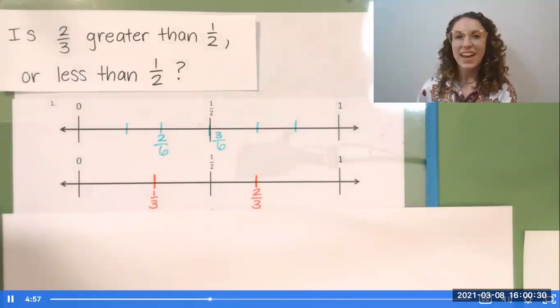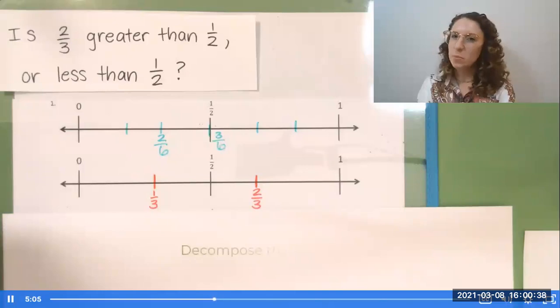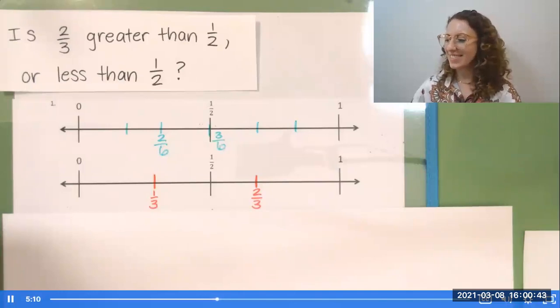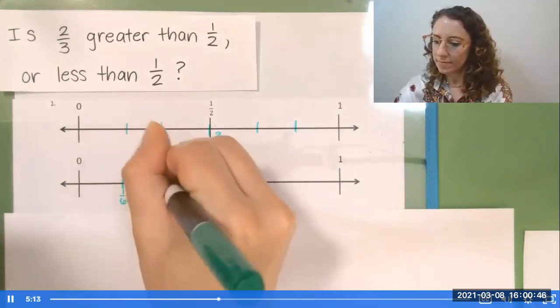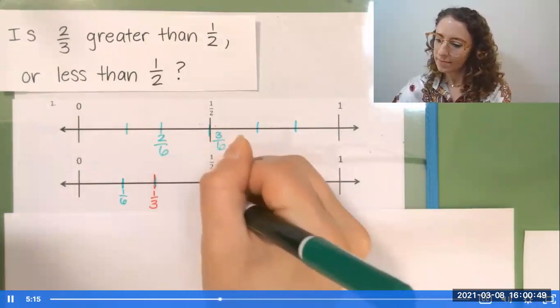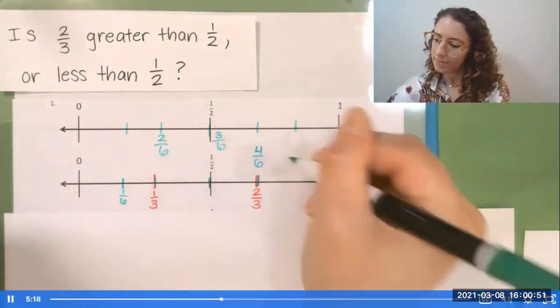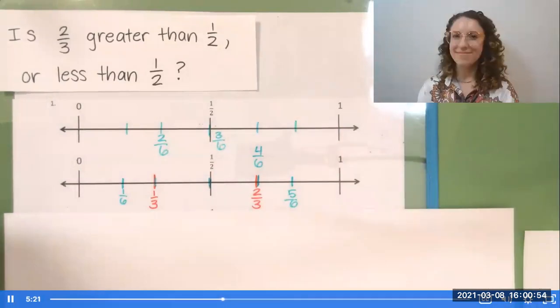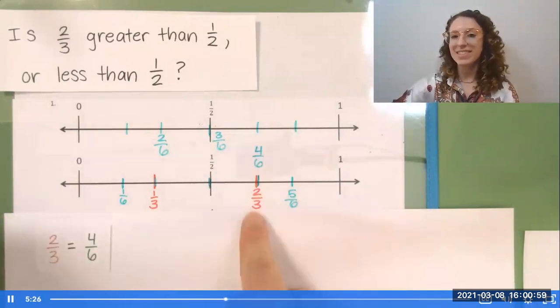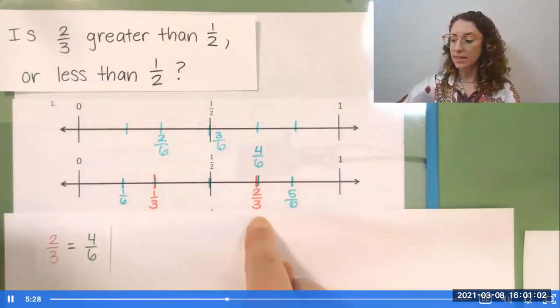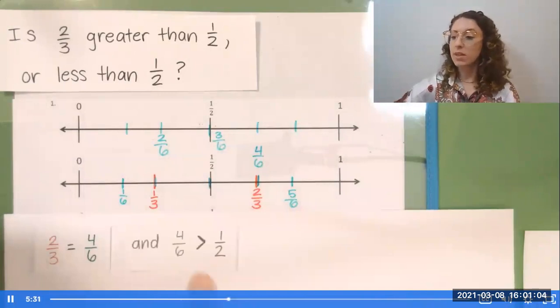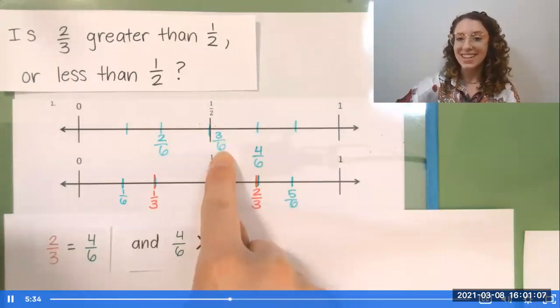3 sixths. Can we decompose thirds into sixths? We can. What happens then? Decompose your thirds into sixths. We can see now that 2/3 is equivalent to 4/6. And we know that 4/6 is greater than 1/2 because 1/2 is equal to 3/6.